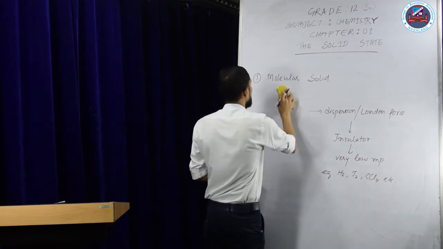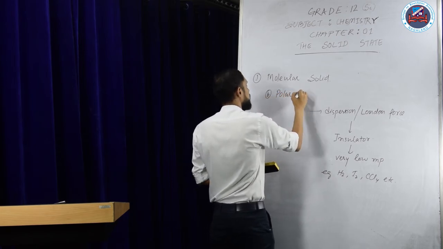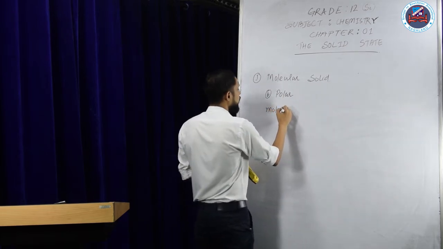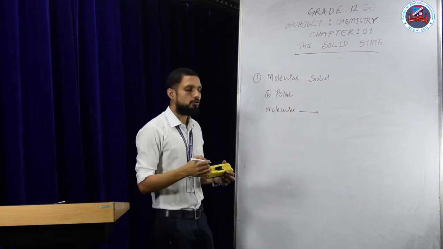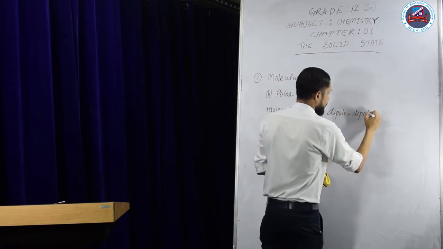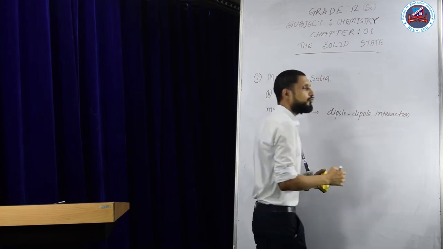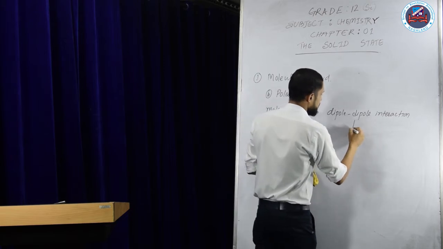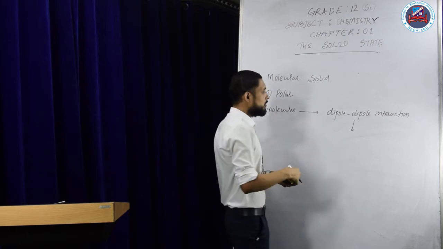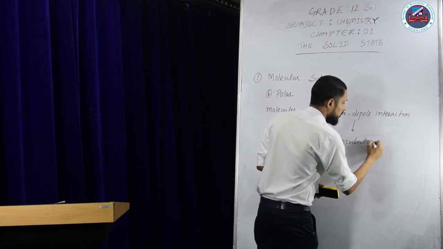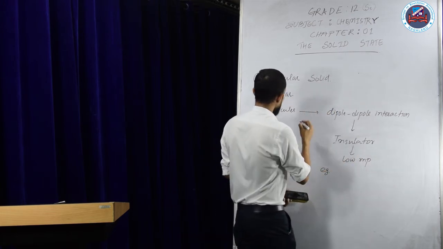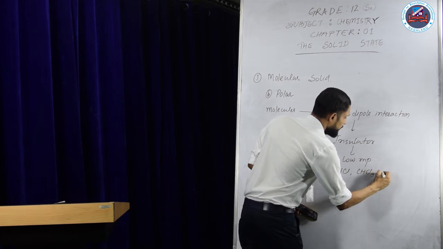Next is polar solid, polar molecular solid. Now in case of polar molecular solid, the constituting particles are again molecules. But in case of polar solid, the molecules are held by dipole-dipole interaction. Now dipole-dipole interaction is stronger than dispersion force. Polar solids are also made up of molecules, so they also act as insulators, that means a poor conductor of heat and electricity, and they have low melting point. Examples for polar, HCl, CHCl3, etc.